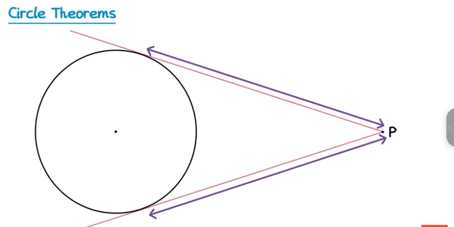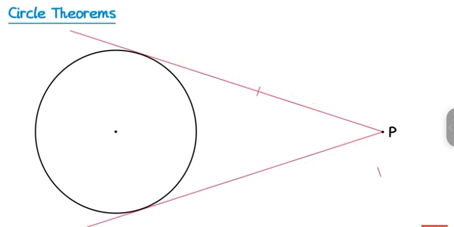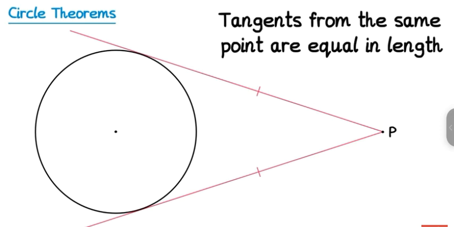We don't normally show this with arrows though, we usually draw a line across both of those lines to show they're the same length, like this. If you were going to write this theorem down, you could say that tangents from the same point are equal in length. We can also add a bit more information to this diagram.